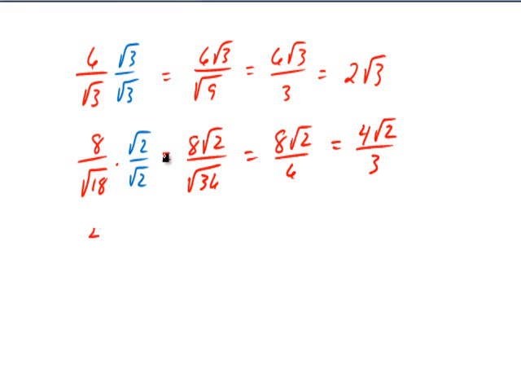We also may have a fraction involving some expression in the denominator. Expression containing more than one term. So in this case, I want to rationalize the denominator. I want to get rid of the square root, the irrational number, from the denominator.